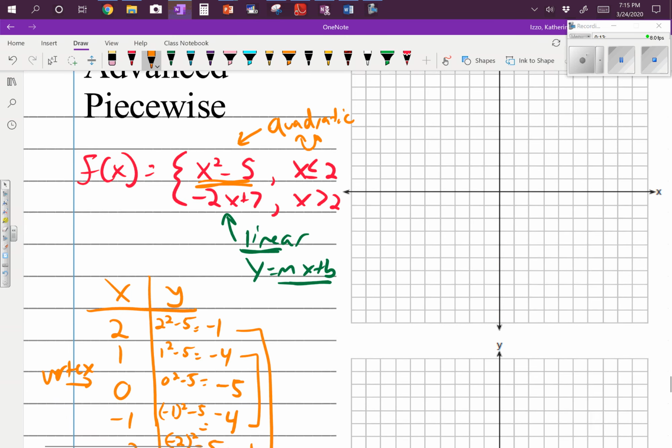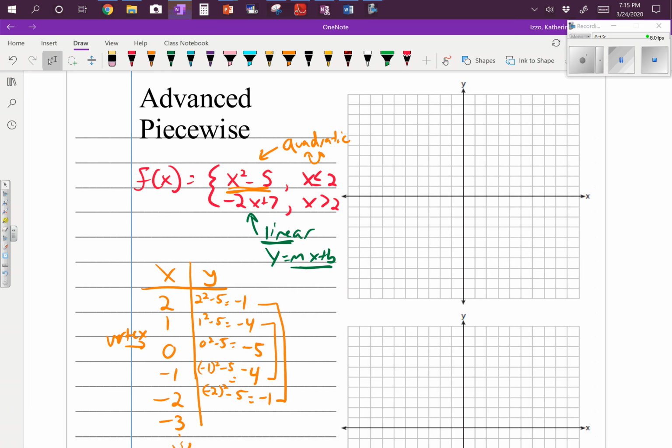So when I take a look at how I'm going to graph this, I'm going to graph 2, negative 1, and then 1, negative 4, and then 0, negative 5, negative 1, negative 4, negative 2, negative 1, and it's going to keep going in that direction. At that point, I know what's happening with the parabola. The parabola is going like that. So that is a big chunk of the graph. It is a parabola. It's not a line, it's a parabola. So we got that guy.